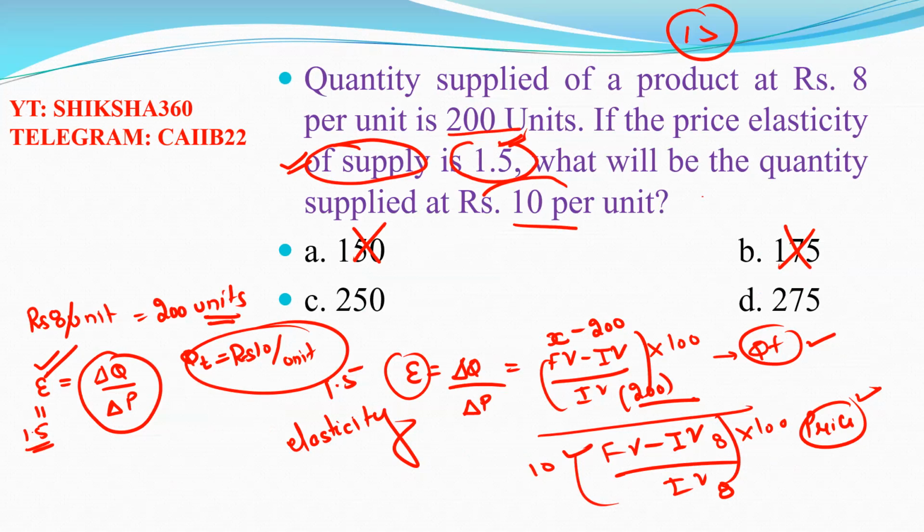So we are able to understand that as the price is increased, quantity supplied is also going to be increased. So our answer is either option C or option D. In option C, they have written 190. So without solving, we will directly take option D.